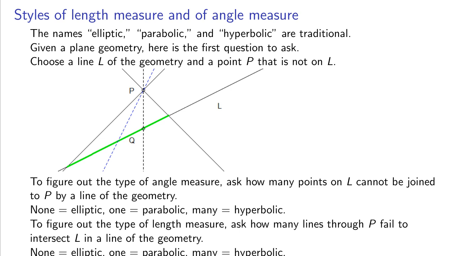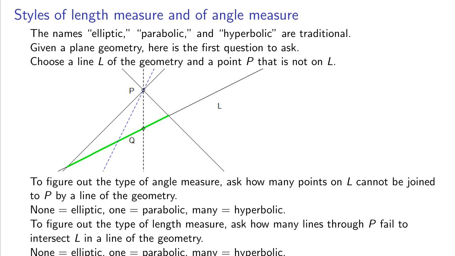Now what about length measure? To figure out the type of length measure, we ask the question, how many lines through the point P fail to intersect L? You say, I know the answer to that. The answer is there's only one line through P that doesn't intersect L. That's the parallel line. And that's true in Euclidean geometry, so we will say that Euclidean geometry uses parabolic length measure. On the other hand, if you do spherical geometry, where the straight lines, shortest distance between 2 points, are great circles on the surface of the sphere, 2 great circles always intersect, so that geometry uses elliptic length measure.